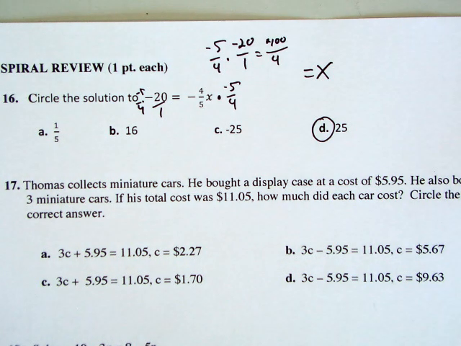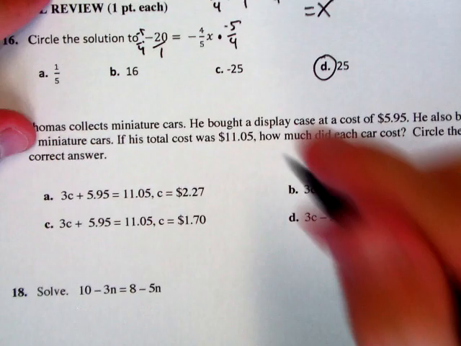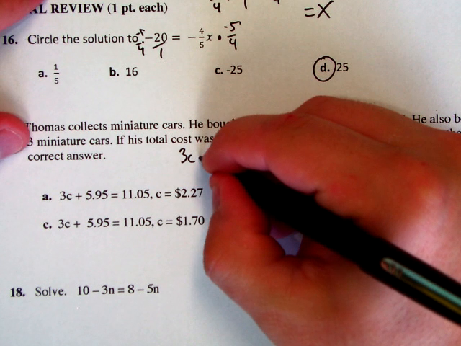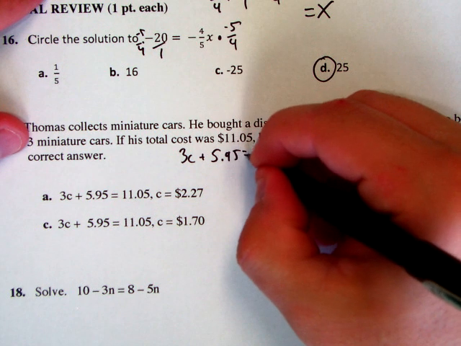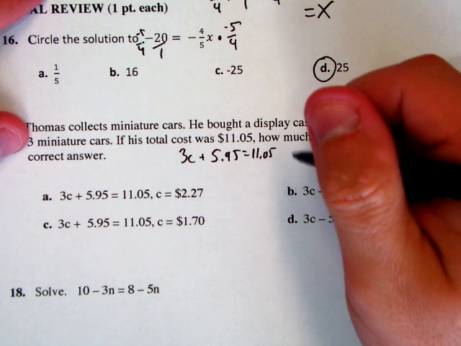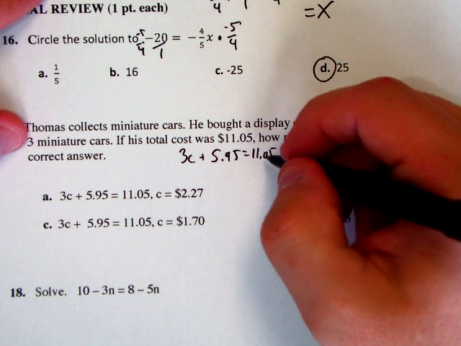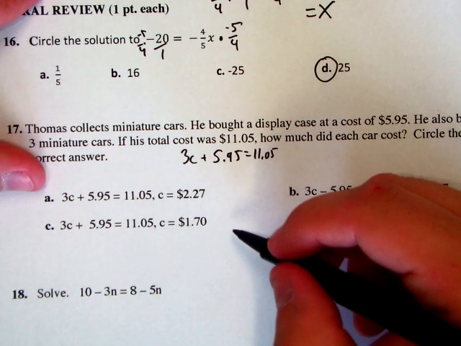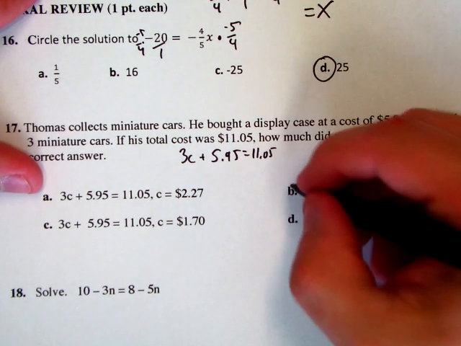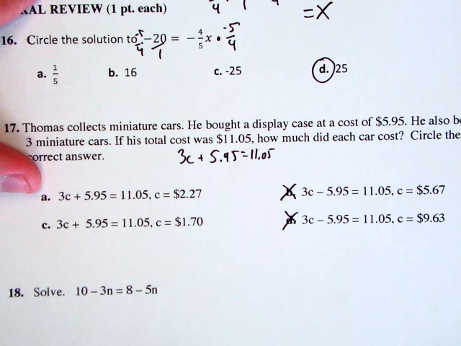Number 17. Thomas collects miniature cars. He bought a display case at a cost of $5.95. He also bought 3 mini cars. And if that total cost was $11.05, how much did each car cost? So, first of all, 3 cars plus his case was equal to a total of $11.05. So A and C match that equation, but B and D do not. So those two are gone.